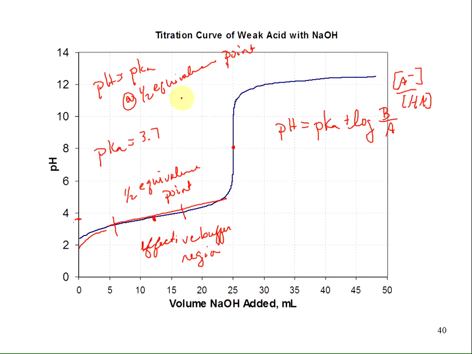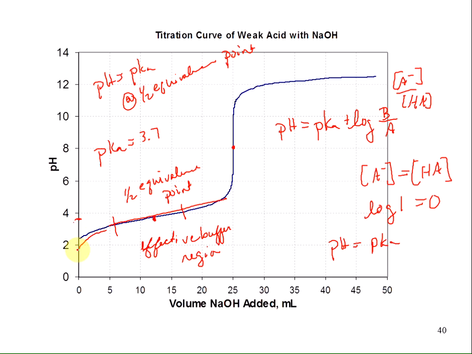At the half equivalence point, you've added enough base to neutralize half of the acid. And if half of the acid has been neutralized, the other half is in the conjugate base form. So at the half equivalence point, the concentration of the conjugate base will equal the concentration of the weak acid. So if those two are the same, and I plug this into my Henderson-Hasselbalch equation, notice that the log of 1 is 0. So only at the half equivalence point does the pH equal the pKa.